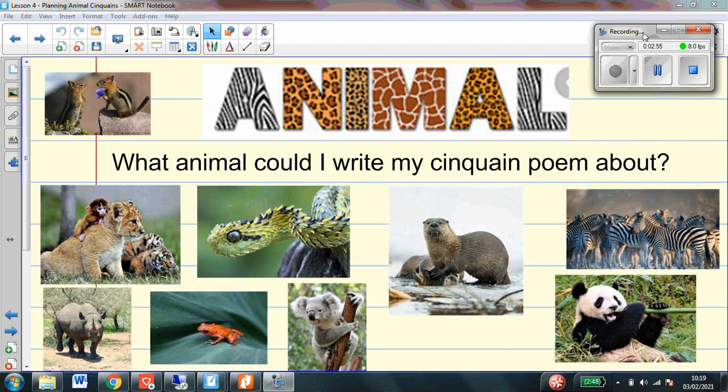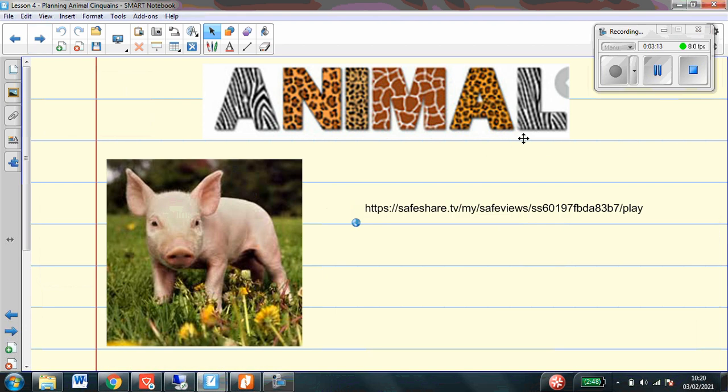Now, if you're in Fox's class, I'm sure you will be able to guess what animal I have chosen. This, badgers and otters, is my favourite animal, and I'm always talking about them in Fox's class. My favourite animal is, of course, a pig. So I'm going to write my poem all about pigs.